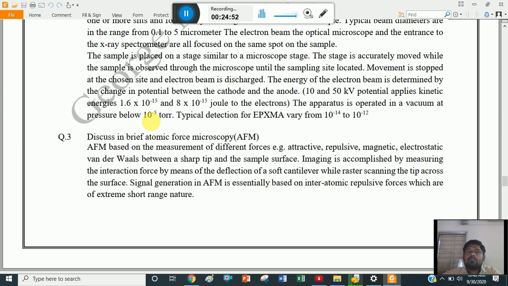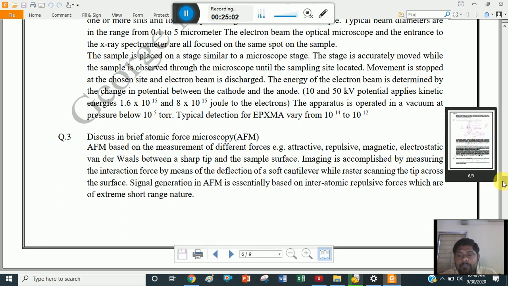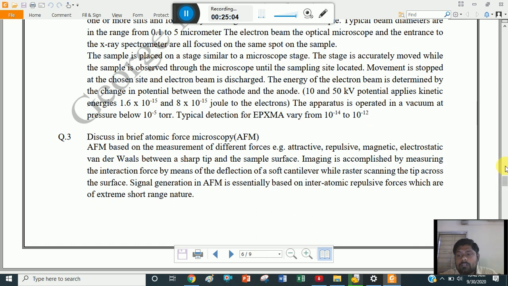So that is all about the instrumentation as well as some important points regarding the two techniques, SAM as well as the EPM, the electron probe microscopic technique. The weightage of those questions is 6 marks.